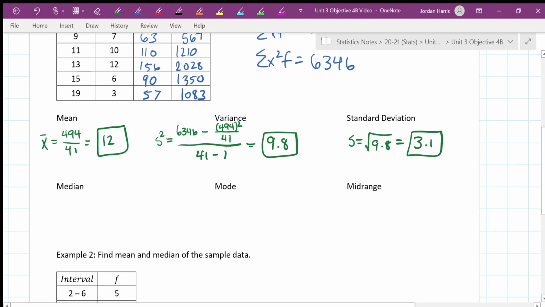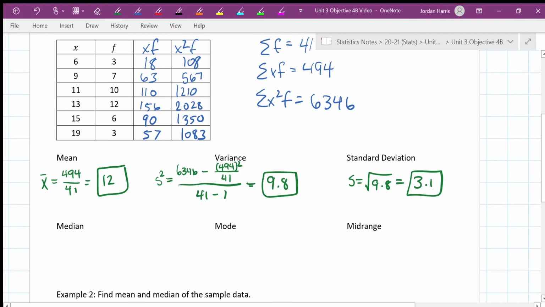Okay, to find the median, this is a tough one. This is the hardest one. To find the median, you need to find the depth. A lot of people want to just use the data points they're given, which is incorrect. That is not going to give you the median because you have to take into account the frequency. If we had 3 6s, then 7 9s, our data is actually 6 6 6 9 9 9 9 9 9 9 11 11 11 11, so on. That's the listing of the data.